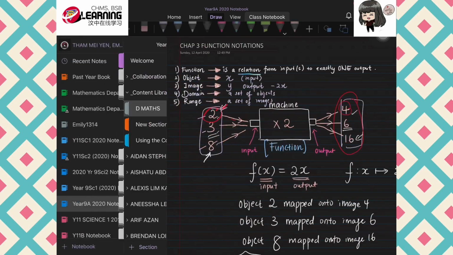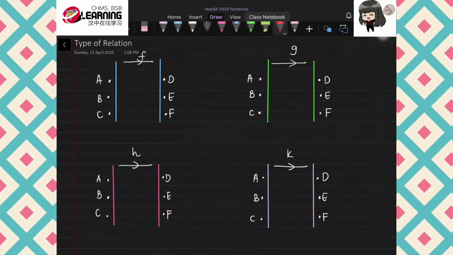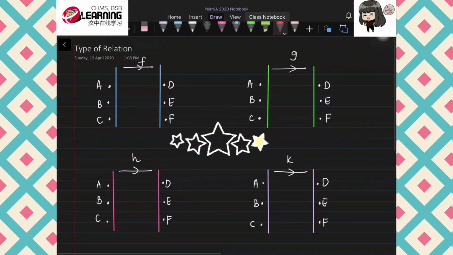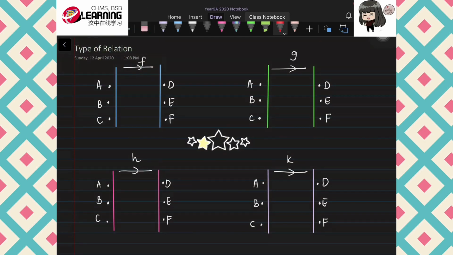Now we will go to the next one, which is types of relation. Okay, we have 4 types of relation here. I will illustrate them in these 4 arrow diagrams. We call it an arrow diagram. Let me make it simple so you understand the types of relation.